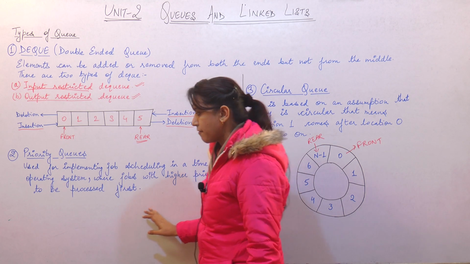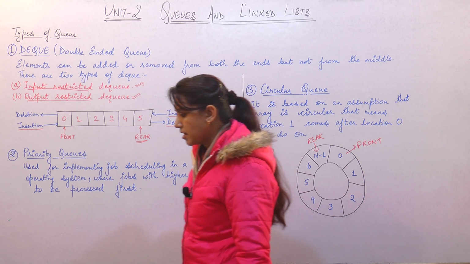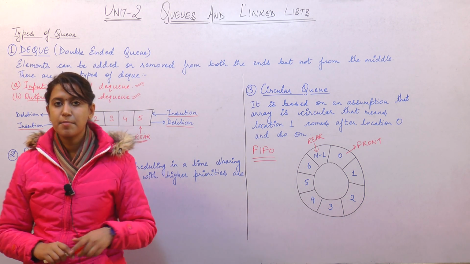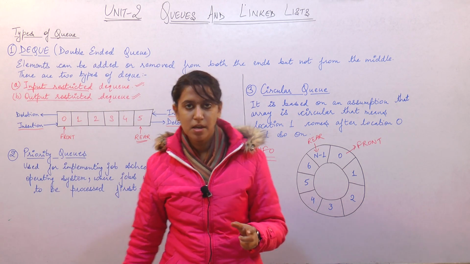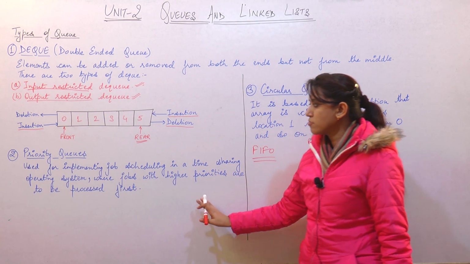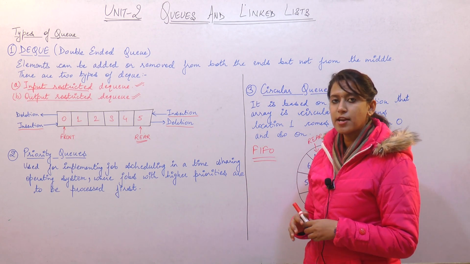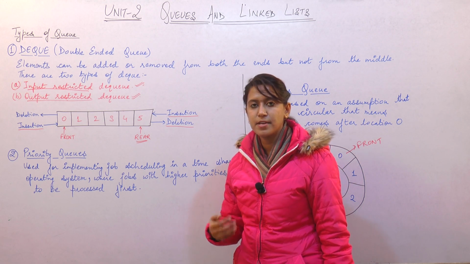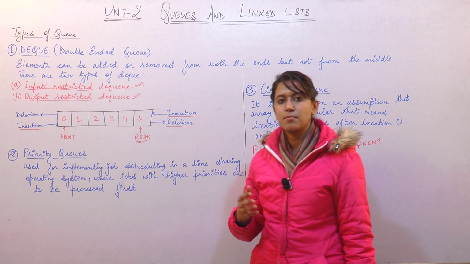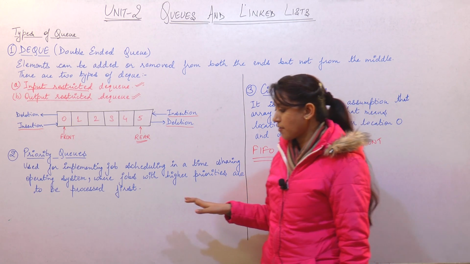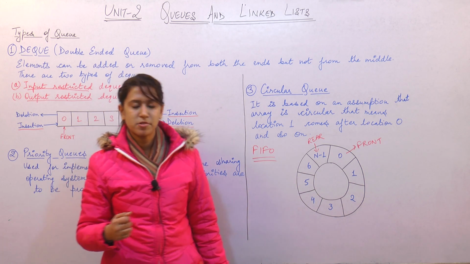Priority queues were used for job scheduling in a time sharing operating system. That means whenever we have a number of jobs and those jobs are sharing a fixed amount of time, priority queues will work on the priority. Priority queue will first process the job with higher priority, then next process the job with some lower priority. So firstly the higher priority jobs will be processed.